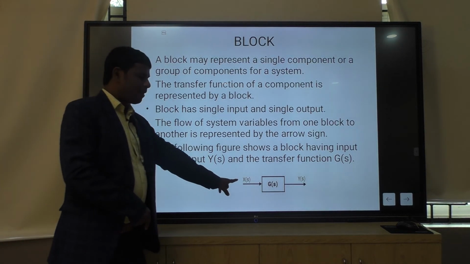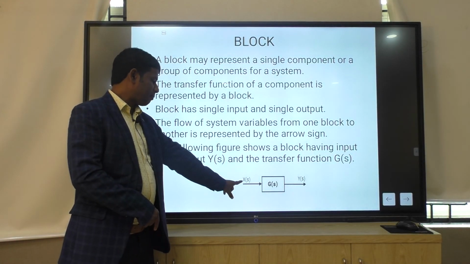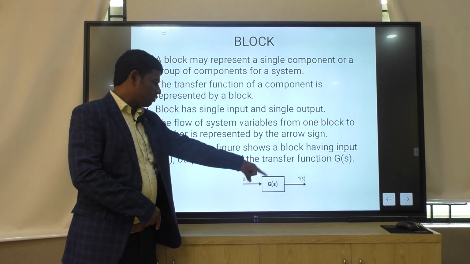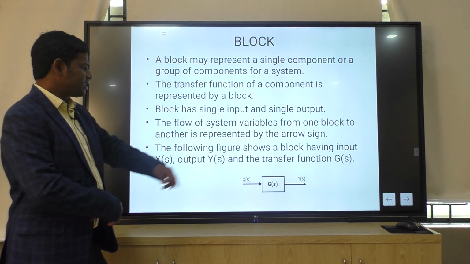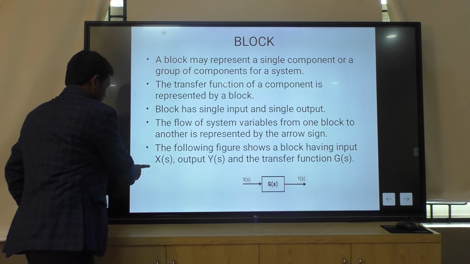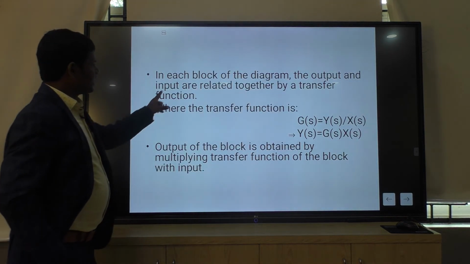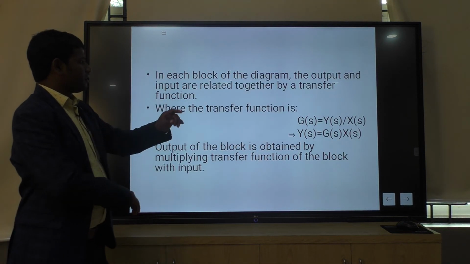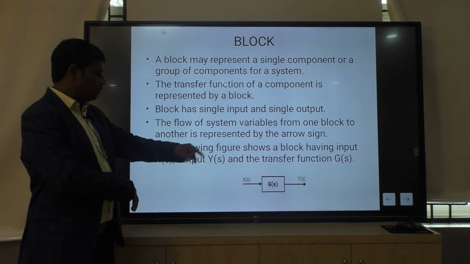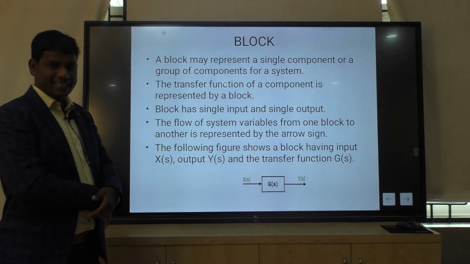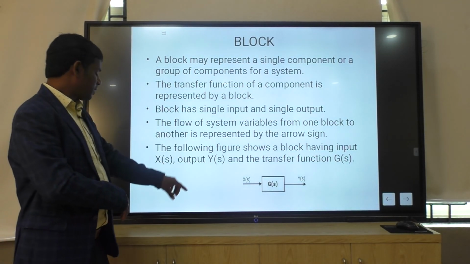X(s) means the Laplace of x(t), the time signal. Laplace of x(t) is equal to X(s). So here Y(s) is the Laplace of the output signal y(t). G(s) is the transfer function here. In each block of the diagram, the output Y(s) and the input X(s) are related by the transfer function G(s).